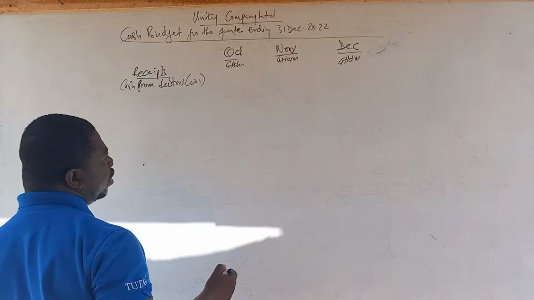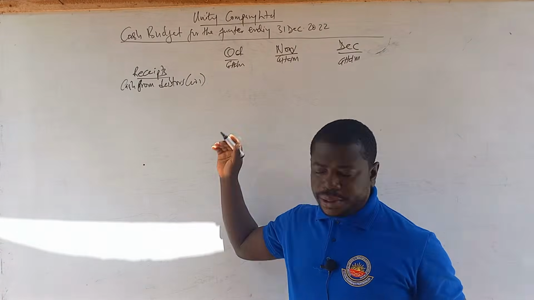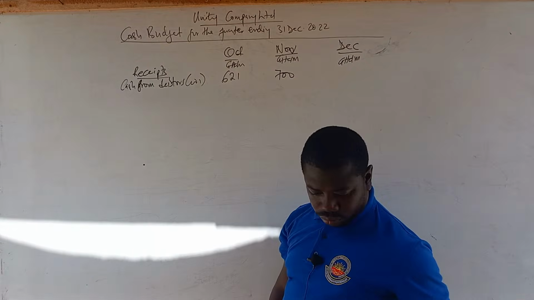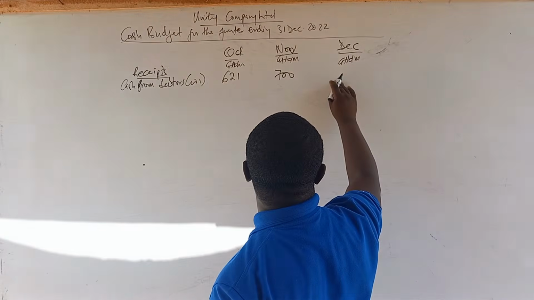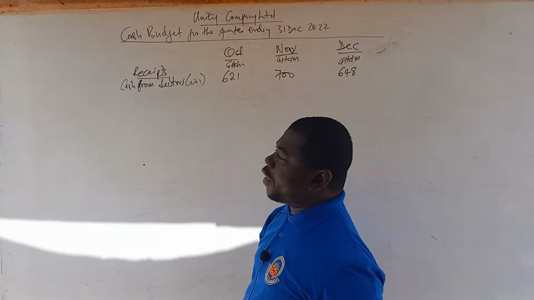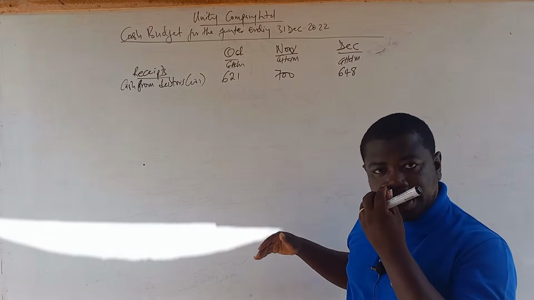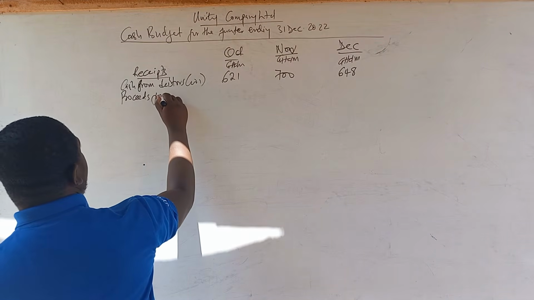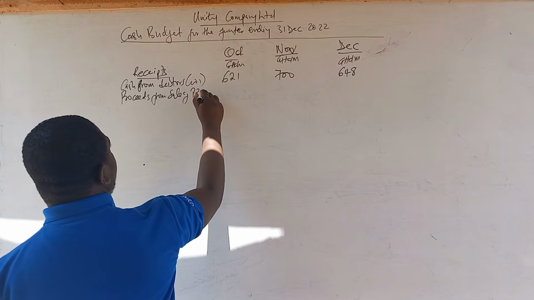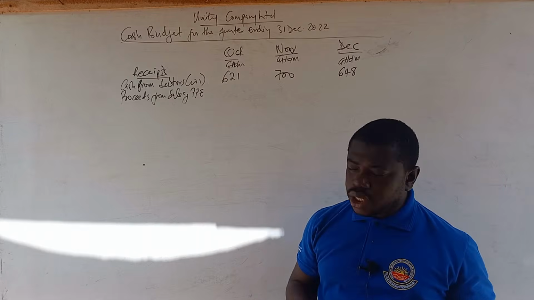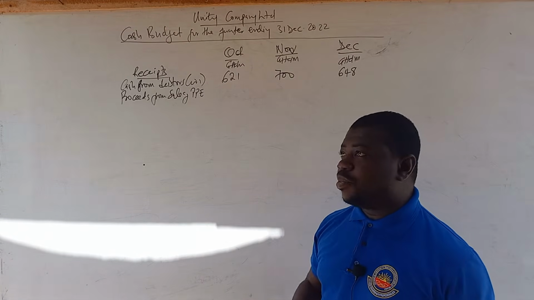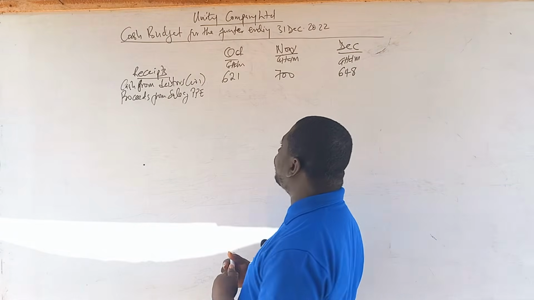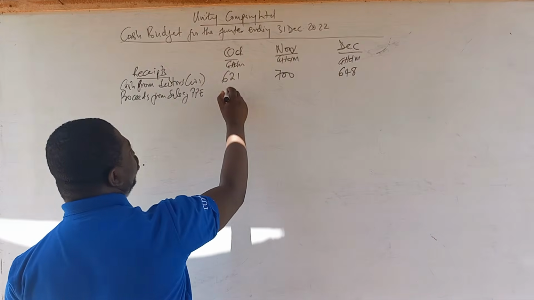So maybe working one. So the total that we had for October was 621, if you could remember. For November was 700. And then the total for December was 648. This is from the first schedule that we prepared, the totals that we got. And then let us also bring our proceeds from sale of the assets. It's an old equipment. Can say proceeds from sale of old equipment. The amount is 15 million, and we are told it's on October 4th. So we'll bring that under October as a receipt.